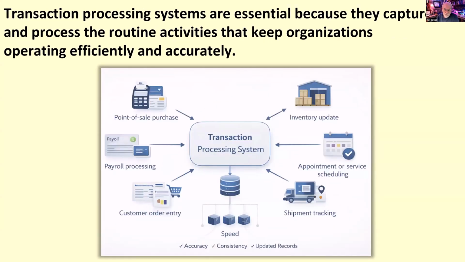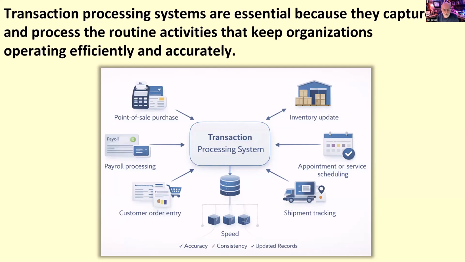Transaction process systems support daily organizational operations. These systems are essential because they capture and process the routine activities that keep organizations operating efficiently and accurately. The transaction process systems are often called TPS. These are the systems that support the routine day-to-day operations.